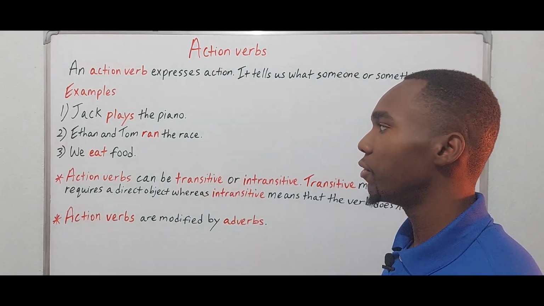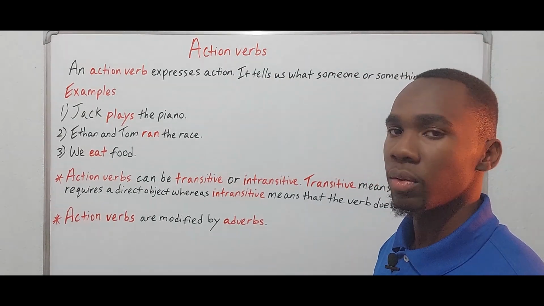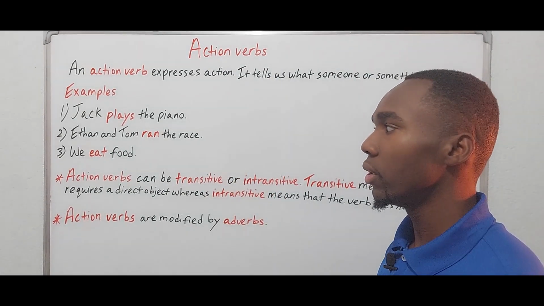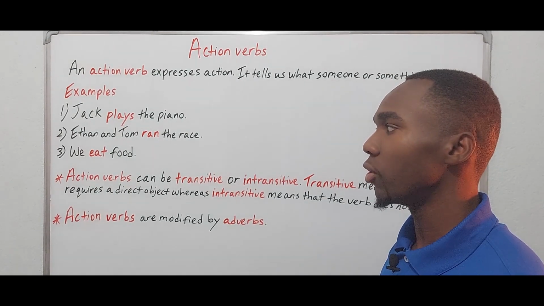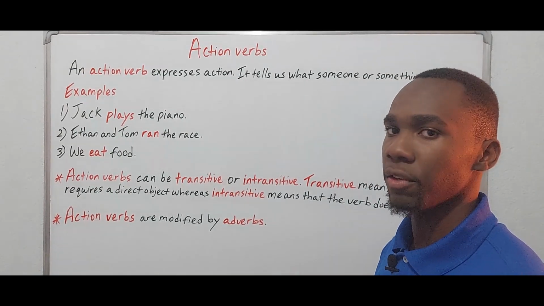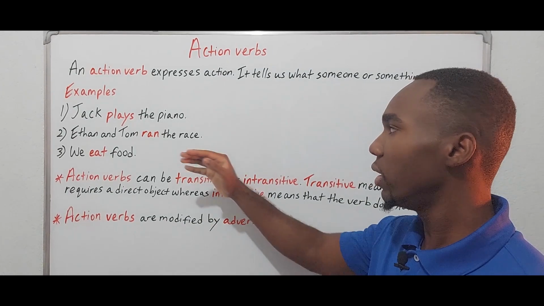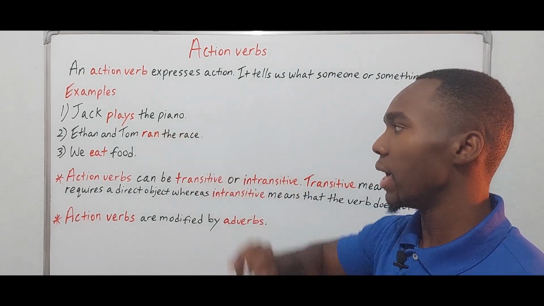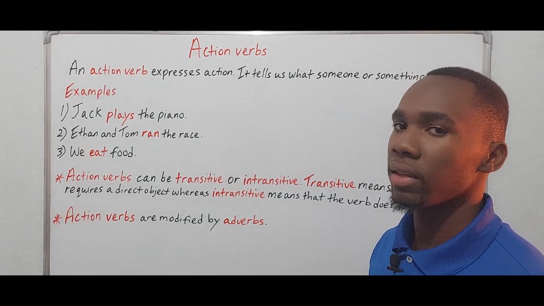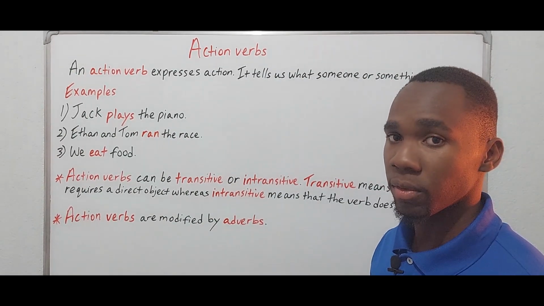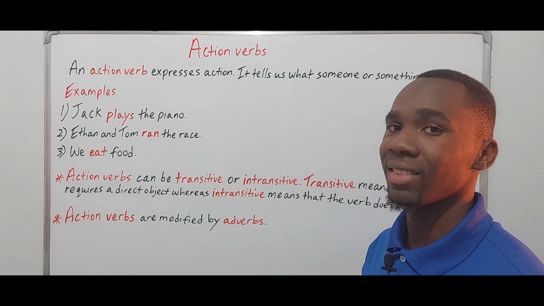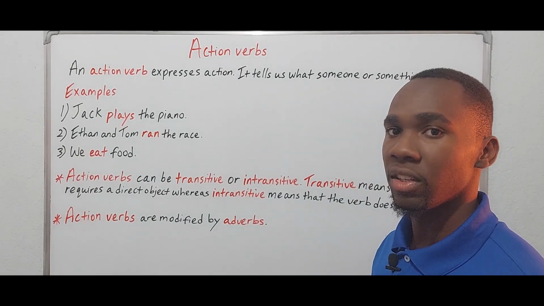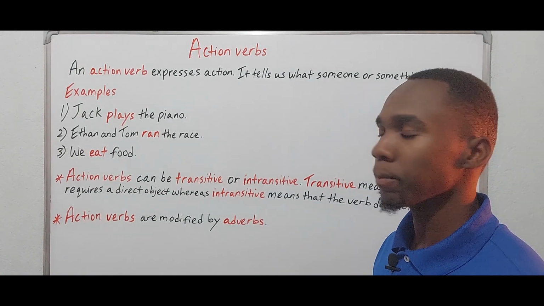3, we eat food. We would be the subject and eat is the action. We eat food, right? So all these verbs highlighted in red would represent examples of action verbs, right? Because they express action. They tell us what the subject is doing, right?